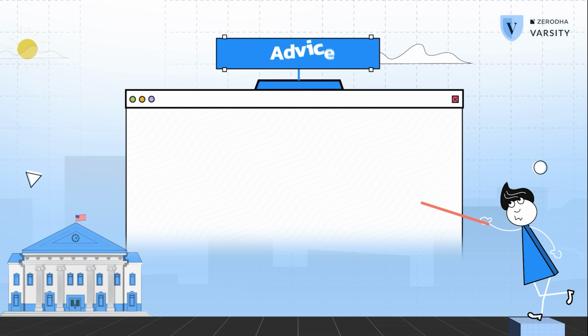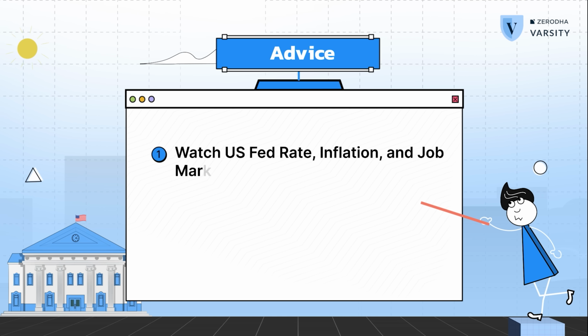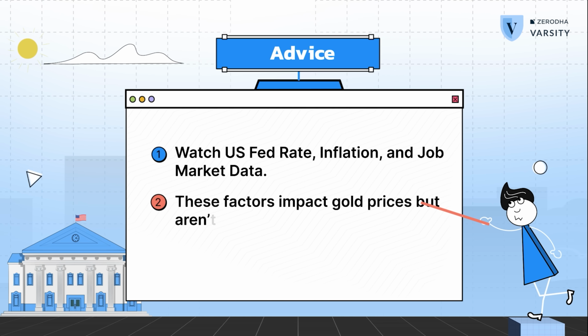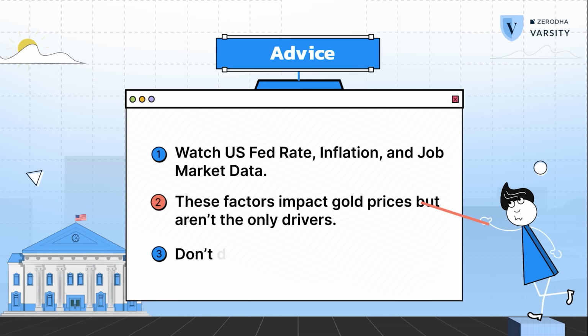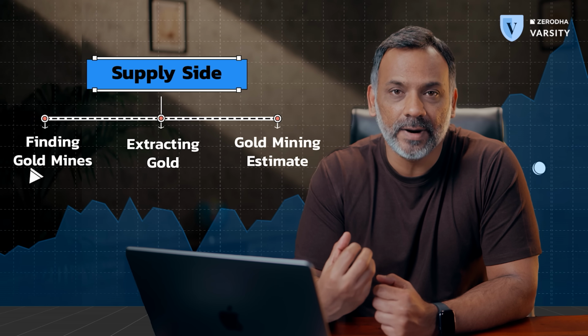So here is my advice. Besides the US Fed rate, pay attention to US inflation numbers and US job market data. These are all good to know information that helps you in your decision making process, but do not depend on them entirely. While all these things matter on one side, what equally matters is the demand-supply situation in gold. On the supply side, there aren't many triggers. Finding new gold mines, extracting gold, and estimating how much gold can be mined takes decades of effort. Plus, I think the world is in a better position today to accurately estimate the quantum of gold available on Earth. It's the demand side where things are more volatile.